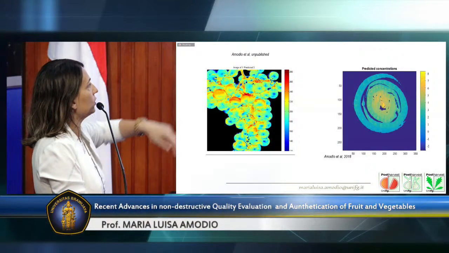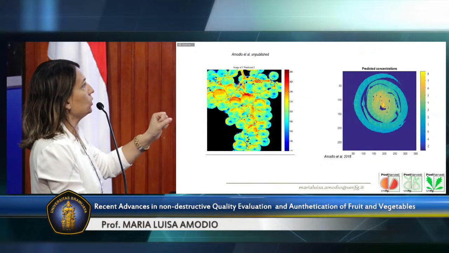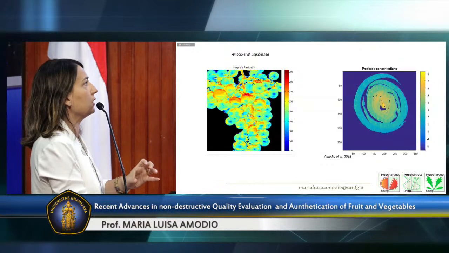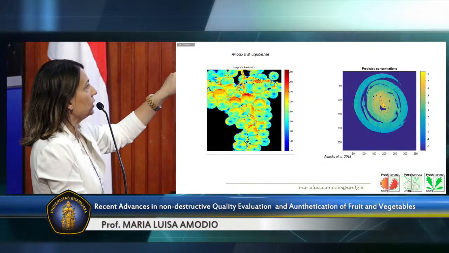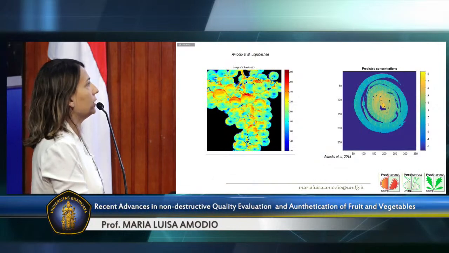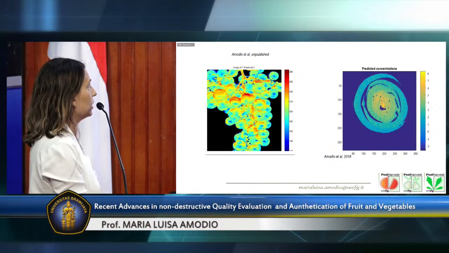So this is the distribution of sugar. You can see that sugars are concentrated in the internal part more than in the external. So there is a gradient of sugar. And you also see the xylematic vessels, where we had a higher concentration of sugars.